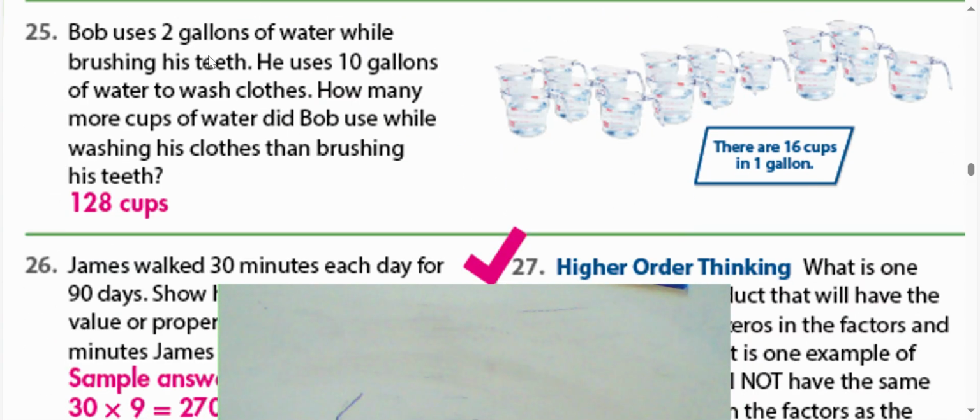Bob uses 2 gallons of water while brushing his teeth. He uses 10 gallons of water to wash clothes. How many more cups of water did Bob use while washing his clothes than brushing his teeth? Okay, we can compare the two numbers. We can find the difference between them. He used 2 gallons of water while brushing his teeth. He used 10 gallons of water to wash clothes. Understood? How many more? It means the difference in cups, because he gave us that there are 16 cups in 1 gallon.